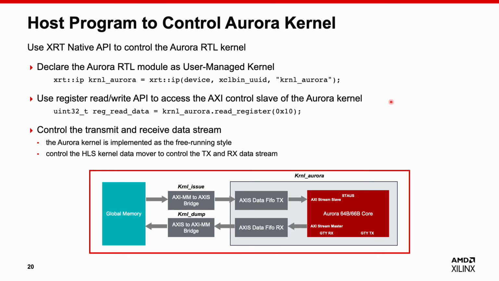In the example design, the Aurora kernel is implemented as a free-running RTL kernel. So we just use the normal user-managed kernel management APIs provided by the XRT to control the Aurora kernel. We will first declare the Aurora kernel as an XRT IP. Then we can use the register read and write APIs to access the AXI control slave directly. For the data stream control, since the Aurora kernel is an always-running module, we just use the normal XRT API to control the two HLS kernels, which act as data movers, so as to control the data stream flow.